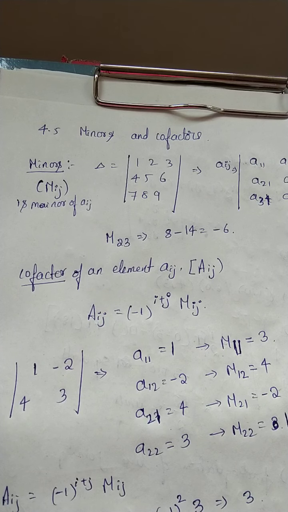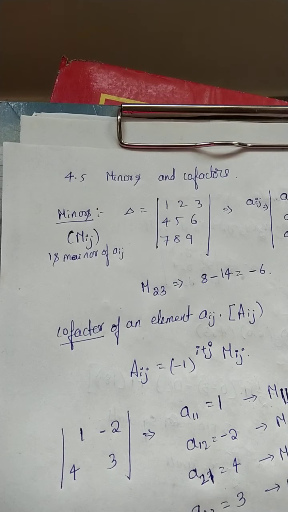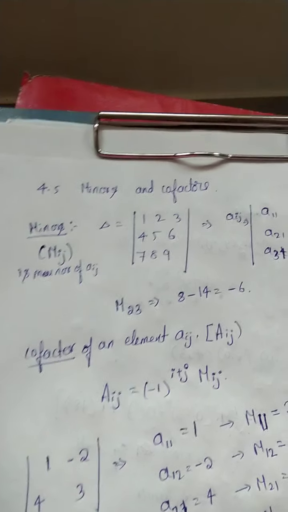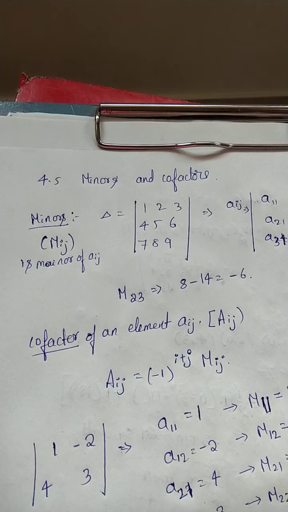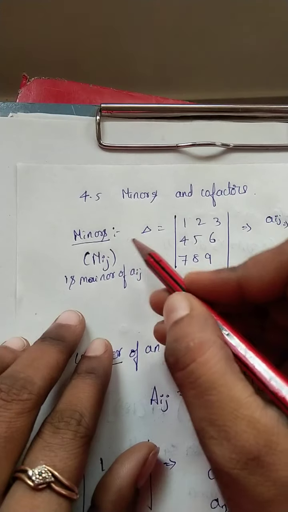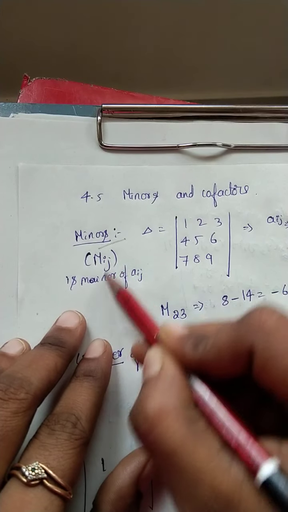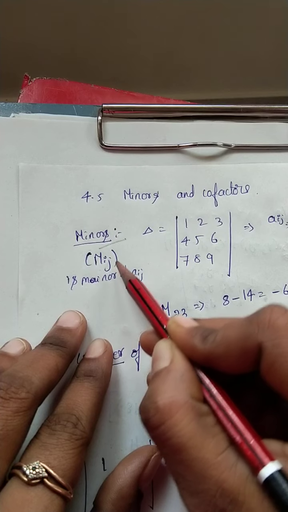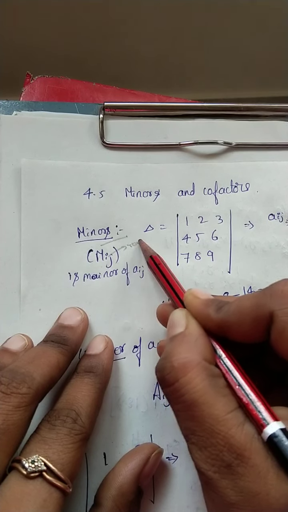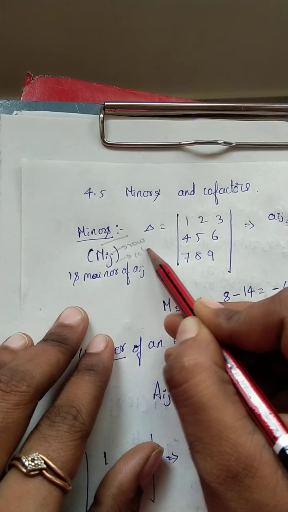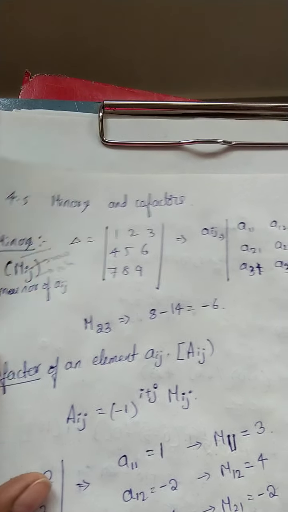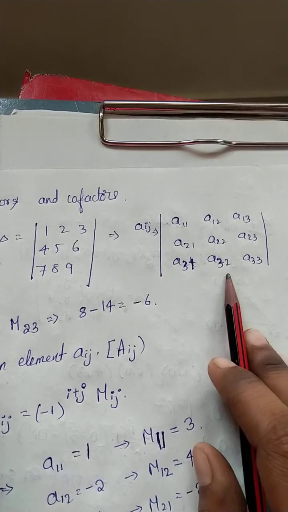Okay, next main topic is 4.5, minors and cofactors. Okay, minors and cofactors. So first one is minor. Minor is denoted by capital M of I and J, where I denotes the row value and J denotes the column value. Meaning what? See, this matrix we can write in this form.